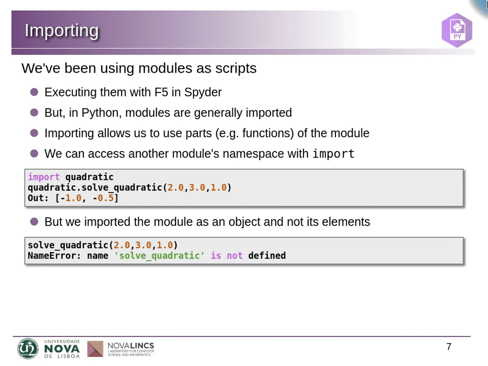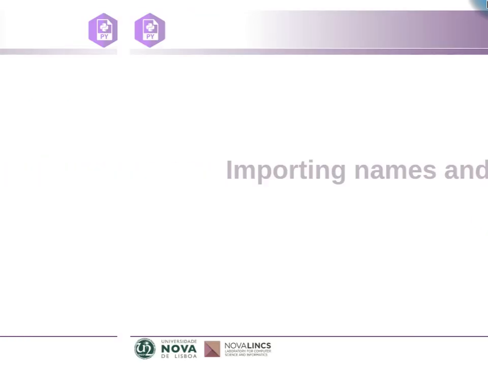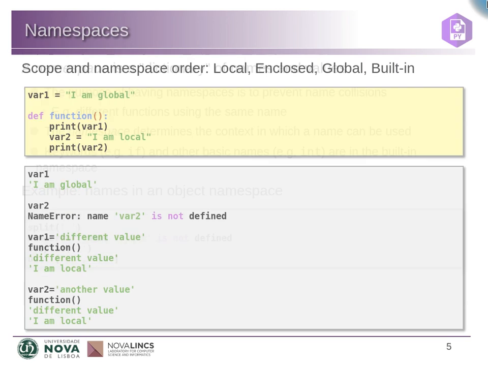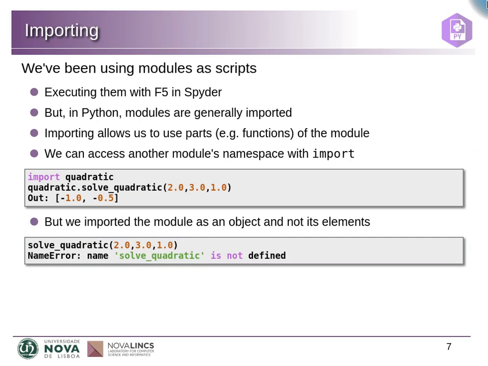We cannot access the function just like this because this does not exist outside the namespace of the module. It's something similar to what happens with the split example here. So split belongs to that string object, and solve quadratic belongs to the module object. Okay. But we can import in another way.